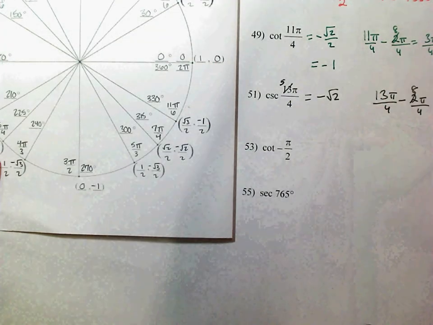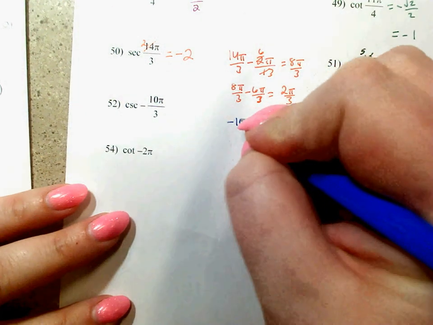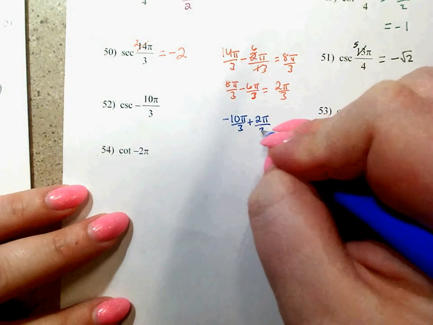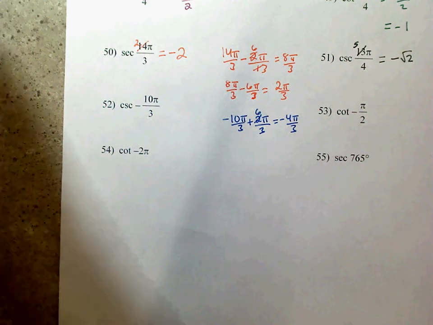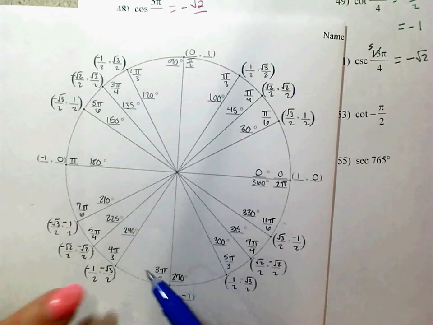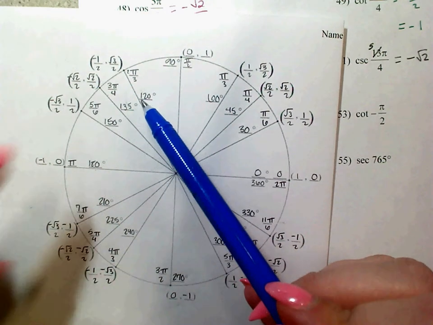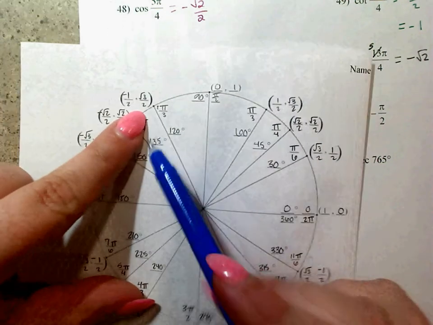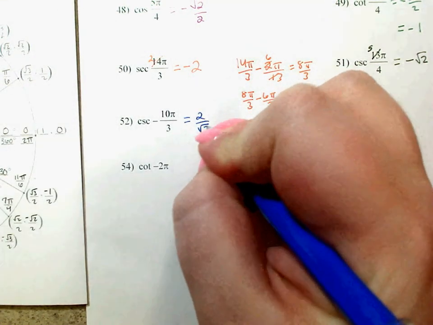Negative 10 thirds pi. So I'm going to take negative 10 thirds pi, and I'm going to add a rotation because it's negative. Negative 10 thirds plus 6 thirds is negative 4 thirds, and I know where that is. So if this is 4 thirds right here, that's positive 240 degrees, then backwards 240 degrees puts me at 120. So I'm at this coordinate point right here. I want cosecant, which is reciprocal of sine. So if sine is square root of 3 over 2, then this is 2 over the square root of 3, which rationalizes to 2 root 3 over 3.